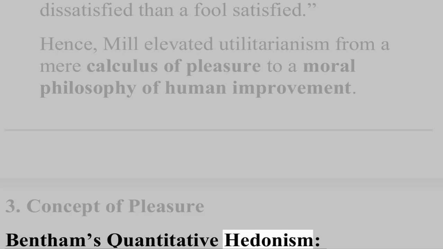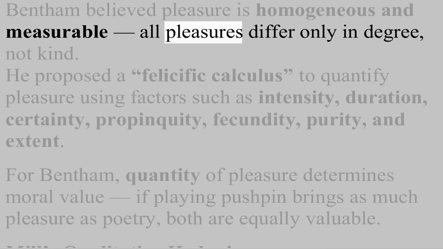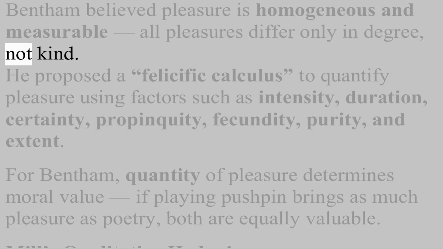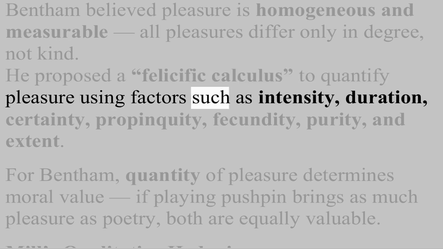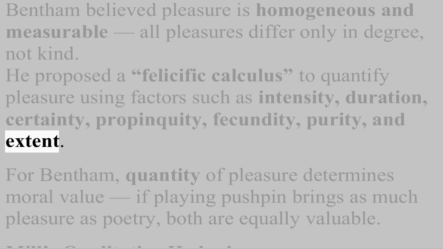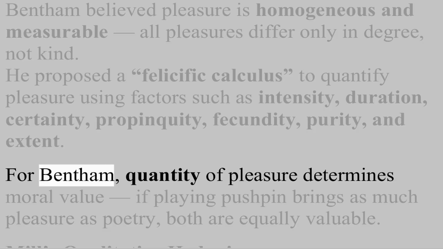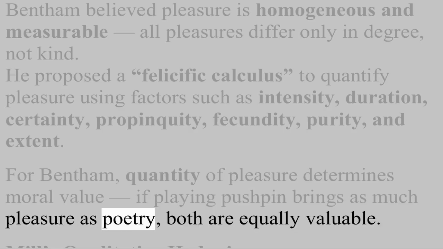Bentham's quantitative hedonism. Bentham believed pleasure is homogeneous and measurable. All pleasures differ only in degree, not kind. He proposed a felicific calculus to quantify pleasure using factors such as intensity, duration, certainty, propinquity, fecundity, purity, and extent. For Bentham, quantity of pleasure determines moral value. If playing pushpin brings as much pleasure as poetry, both are equally valuable.